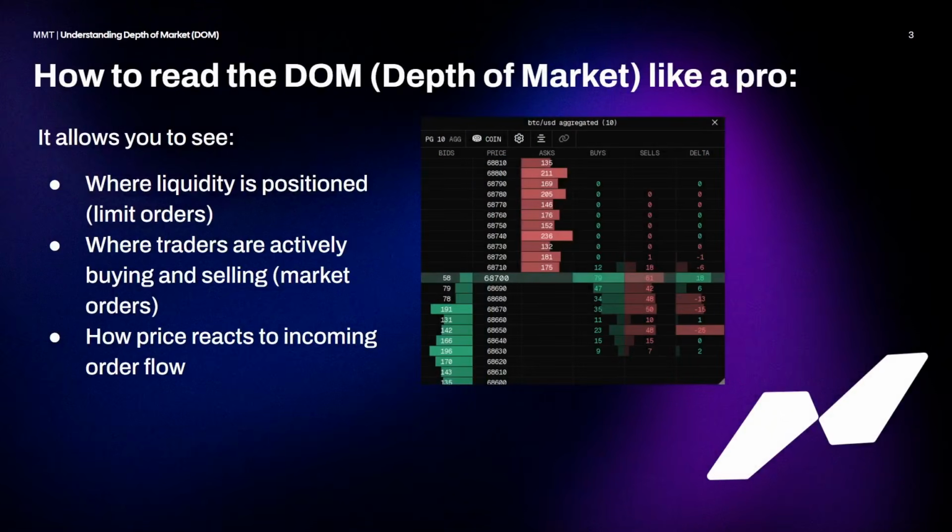The DOM is essentially a live view of the order book. It shows you where traders are placing orders and how those orders are being executed in real time. Here you have the DOM. On the left side, you have the bids, so buy limits, passive demand below price, of course. Then we have the ask side, which are the selling limits, passive supply above price. We have the market buys, so buyers lifting offers. We have the market sells, which are sellers hitting the bid side. And we have the delta, which is the net difference between buying and selling pressure.